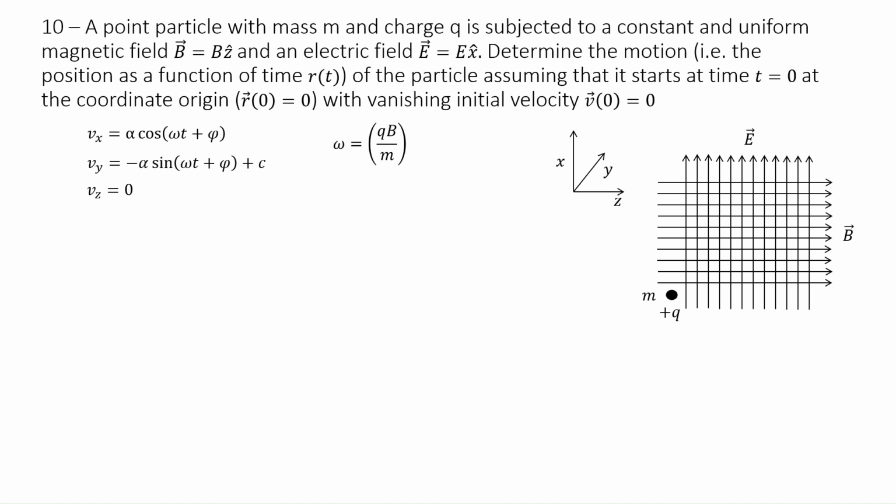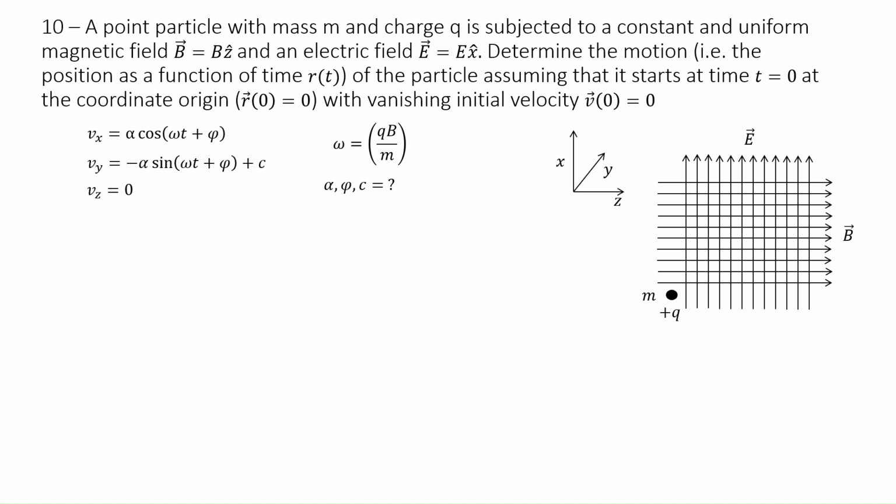So here we have our general solutions for vx, vy, and vz. vz is just 0. And we also have our formula for omega. But there are a lot of constants here that we don't know. We don't know what alpha is, we don't know what phi is, and we don't know what c is.